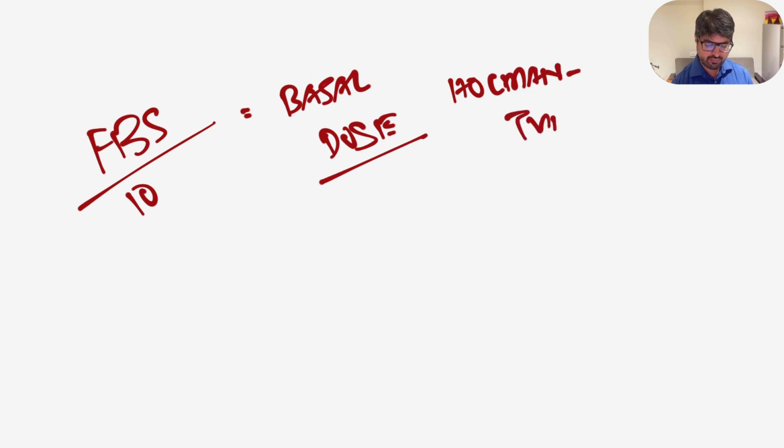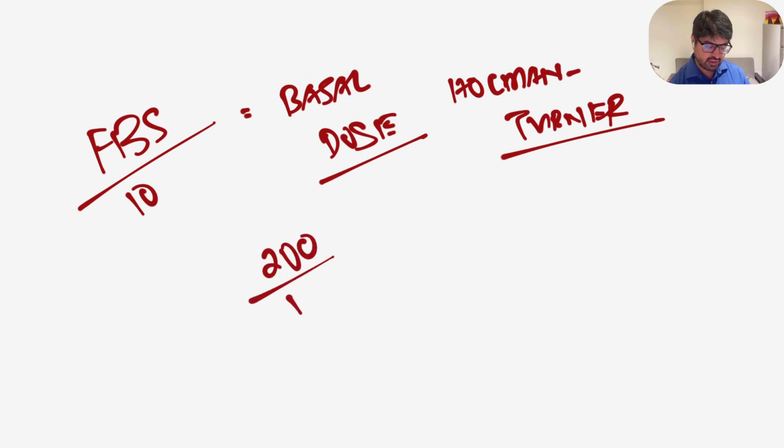Now the Hallman-Turner formula was basically fasting blood sugar minus 50 divided by 10, but in a critical hospital setting, where there is a slight urgency in terms of blood sugar control, we use fasting divided by 10 directly instead of fasting minus 50 divided by 10. So let's say the patient's fasting blood sugar is 200. 200 divided by 10 is 20, so we will start the patient on 20 units of Tresiba.